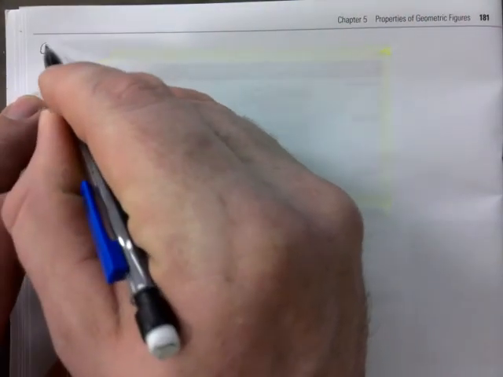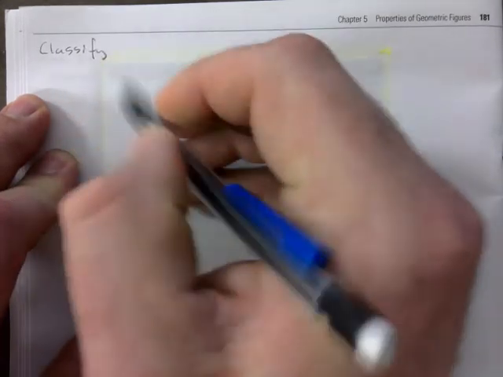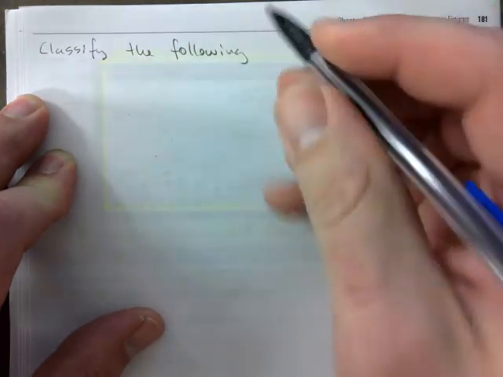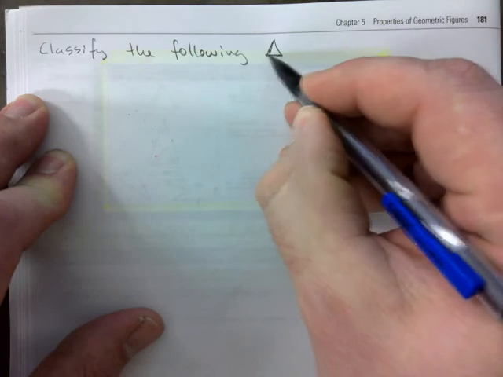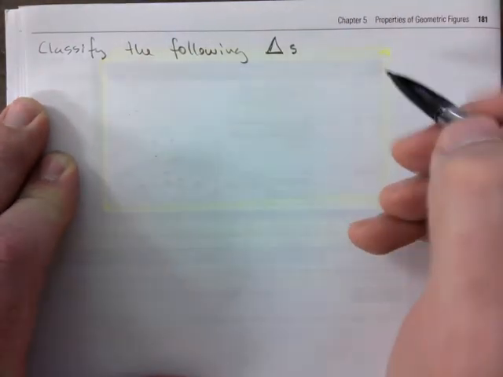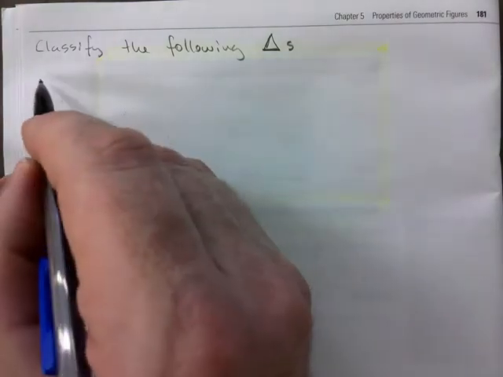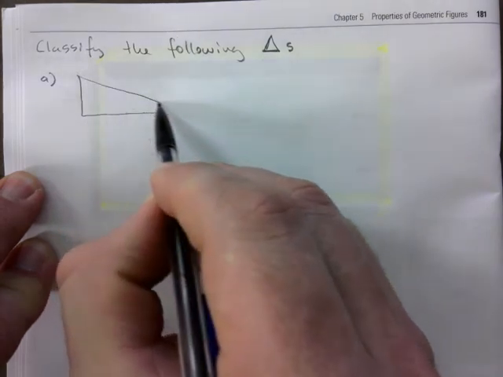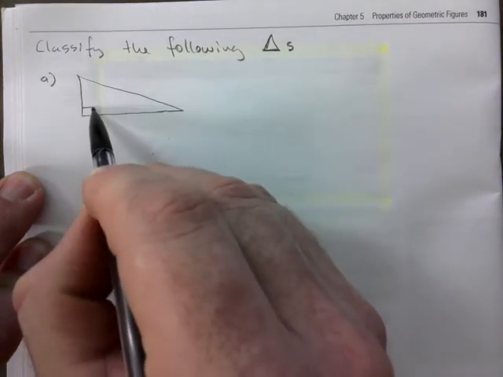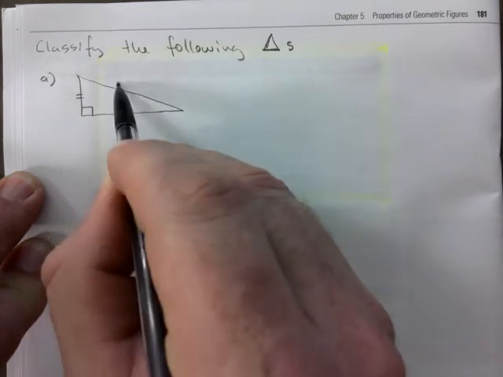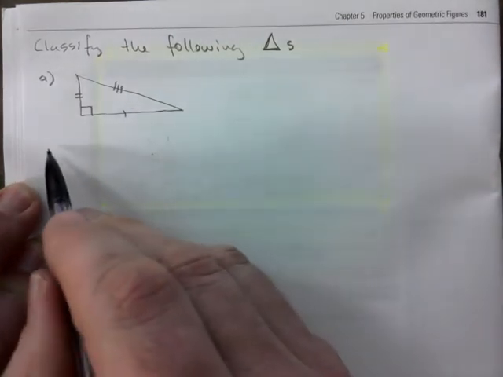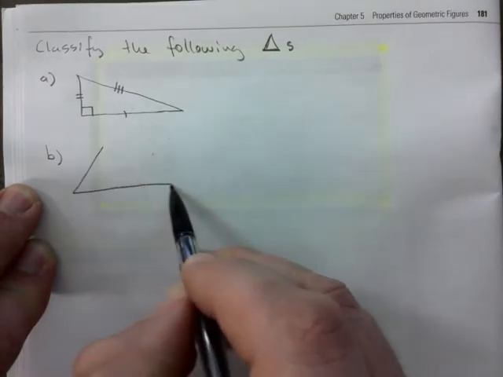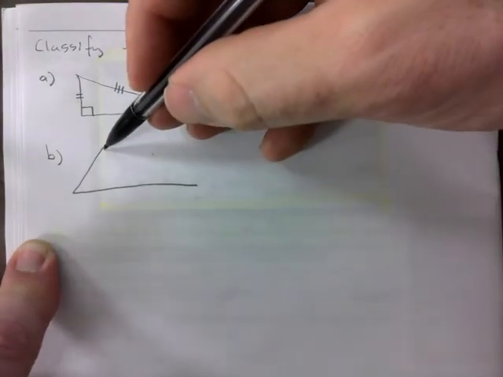So we're going to call this classify the following. This book had nothing on this. It just jumped right past it. So I'm giving you some examples of what you're expected to know. A, just markings. Some have markings, some have numbers, and you need to make sure if there are numbers that you use those numbers to get you more information.